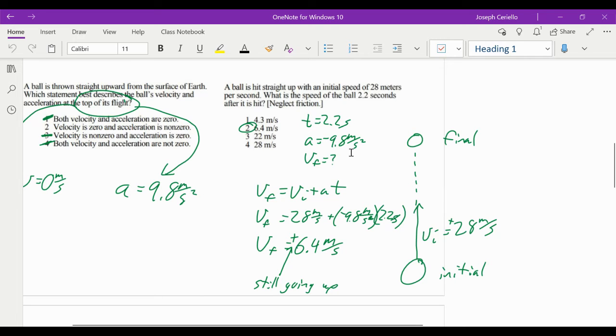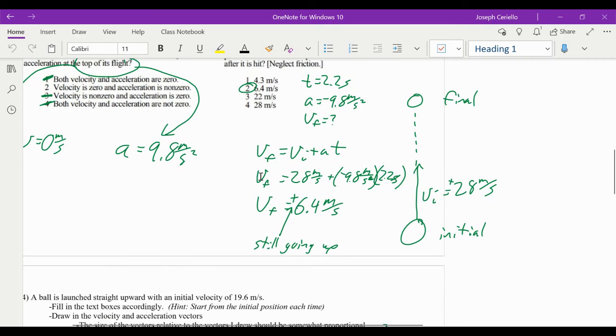So looking for V final. We don't have D, so this is the one equation that does not have D in it. VF equals VI plus AT. We find that VF is 6.4 meters per second. Now, one really important thing here is that it's positive 6.4 meters per second. So that means it's still going up. After 2.2 seconds, it's still going upward. It hasn't started coming back down yet.